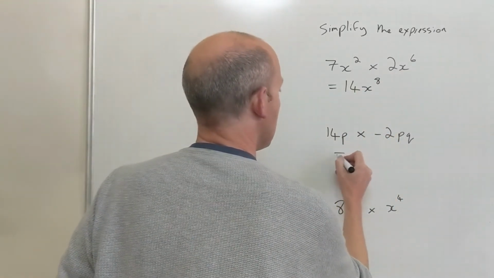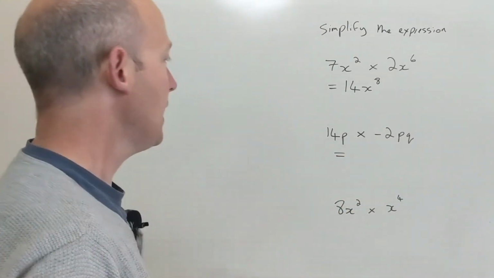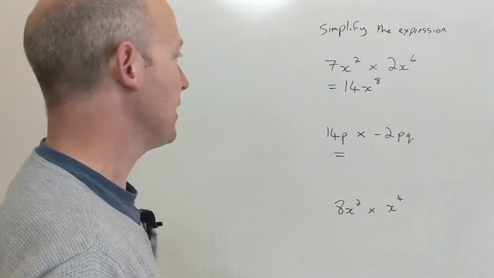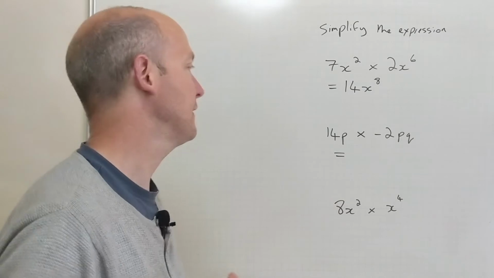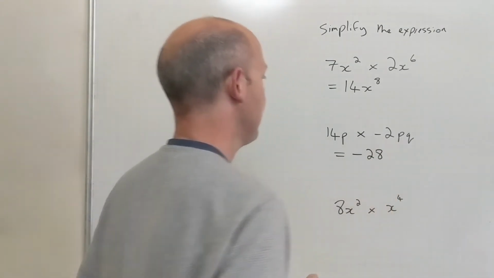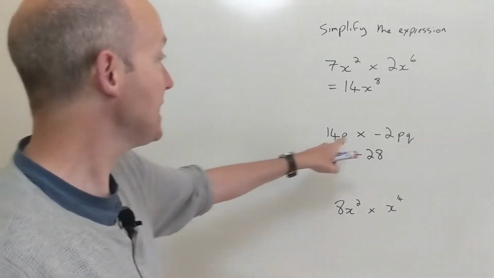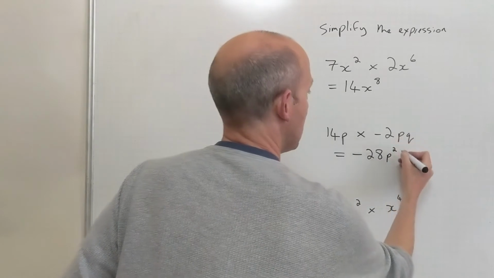This one here, we've got 14p times minus 2pq. Nothing to be intimidated by with that minus if you know your rule for multiplying negatives. A positive times a negative is a negative. So 14 times minus 2 is minus 28. P times p is p squared, and we've got a q in there as well.